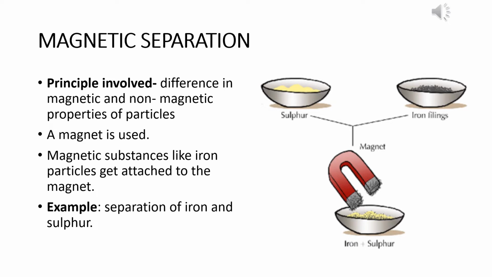For example, if I am mixing sulfur powder with iron filings, the two solid particles participating in the mixture are sulfur and iron. Now in the mixture, if I keep a magnet in close proximity, the iron filings will get attracted to the magnet and will get stuck to its surface. By that process, I can easily separate the sulfur powder from the iron filings.